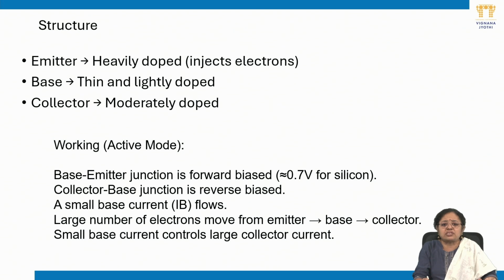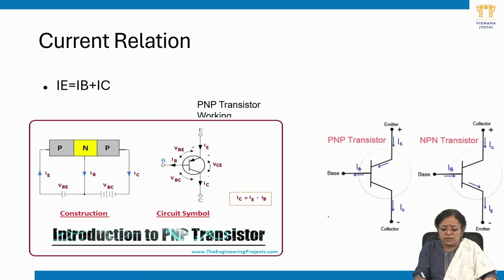Coming to the working of the BJT, active mode is the one in which maximum number of applications we can find. So over here we have already learned that the base emitter junction should be forward biased, leading to 0.7 volts for silicon, 0.3 volts for germanium. The second junction, which is the collector base junction, is reverse biased. A small base current IB flows, which will be in microamps or nanoamps. Large number of electrons move from emitter to base and then base to the collector. Very small amount of current we can observe, that is IB as I said. So this is going to control large current in the BJT.